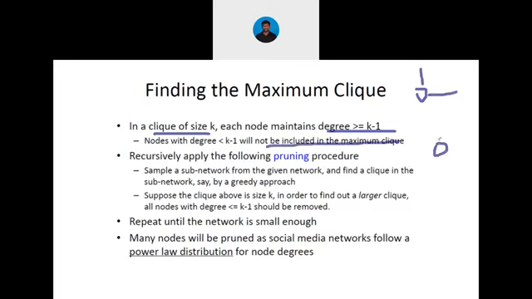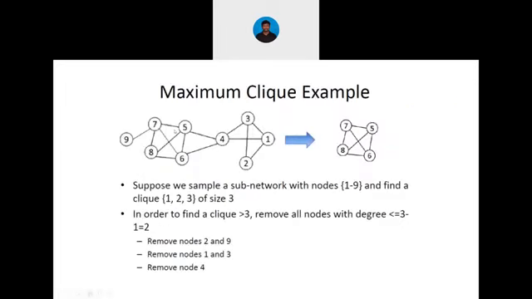Say for example, this is the node. If it is connecting to this node and has a degree of less than k minus 1, then it should not be included in that particular subgraph. That is how we are going to find the maximum clique, right? So I will show you an example here, the same way we have been calculating the maximum clique.